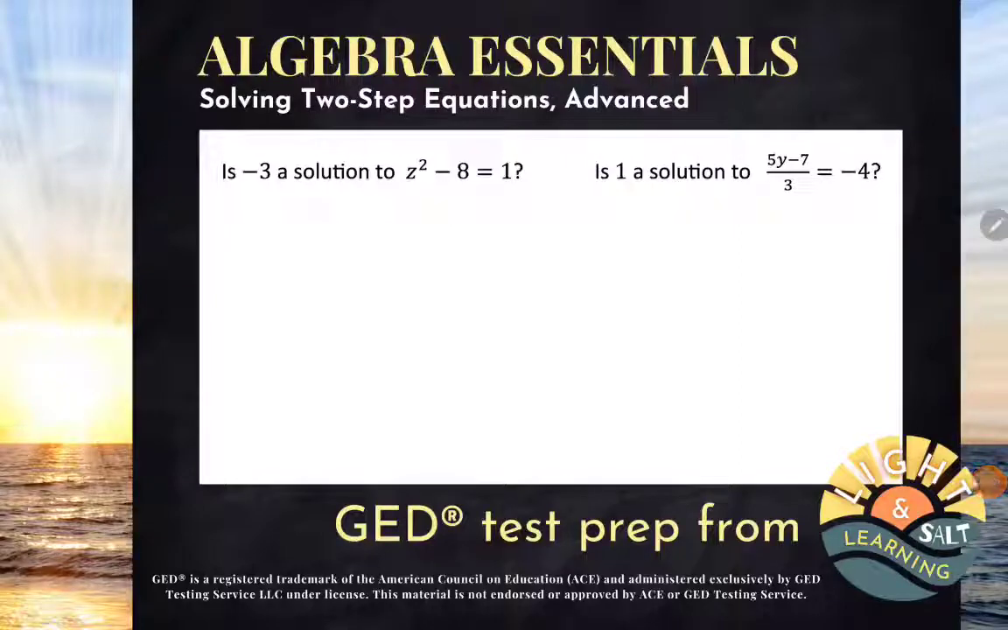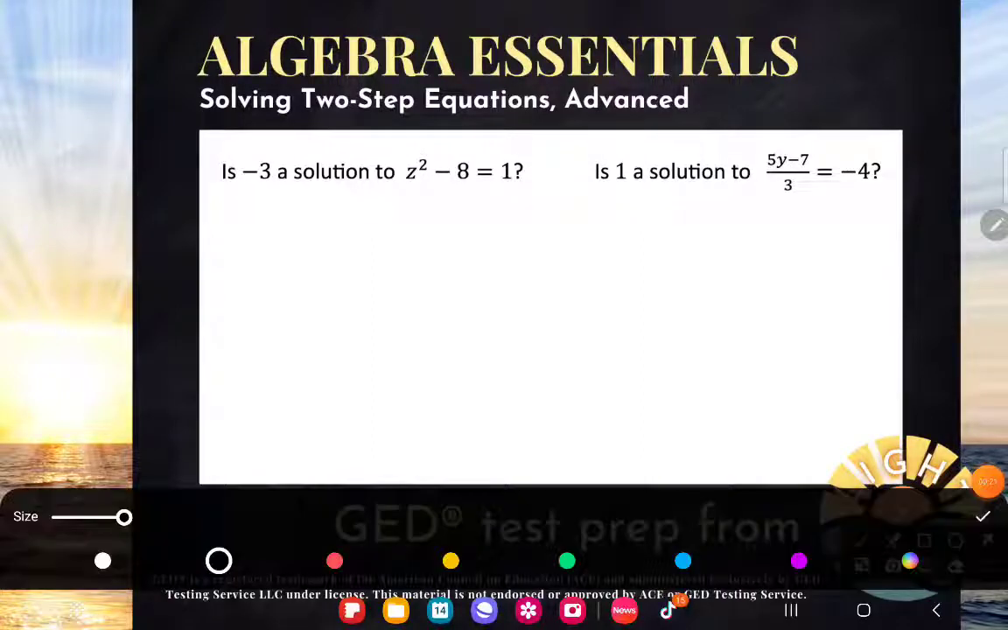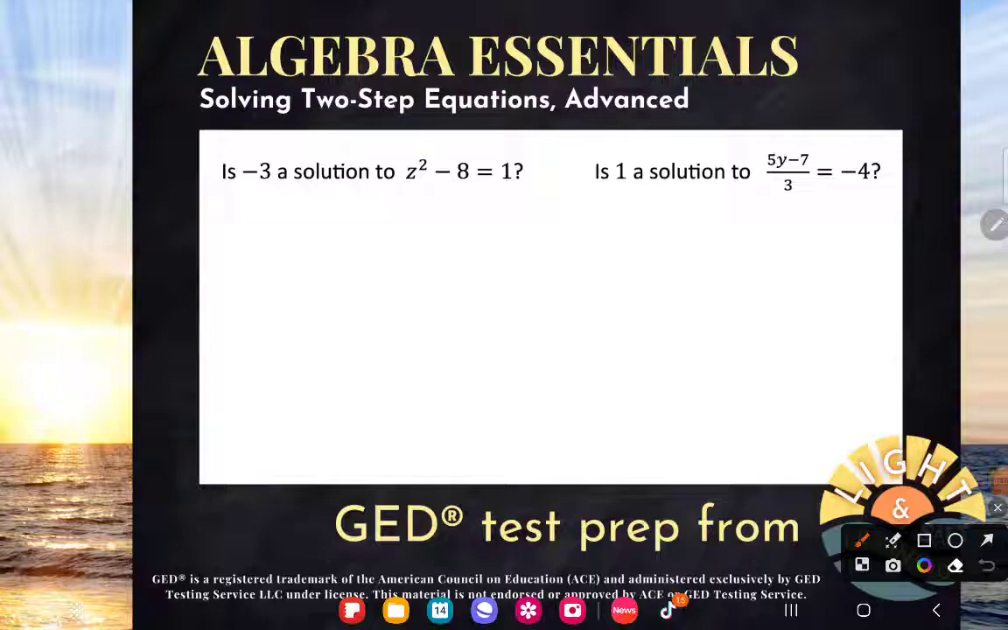Hey, algebra students, let's step up the concept of two-step equations with some advanced level practice. So first of all, is -3 a solution to z squared minus 8 equals 1? Now, I get a lot of students who say, this isn't really that challenging of a problem, Kate. Give me something good. And they do something incorrect here. So I want to show you what it is.